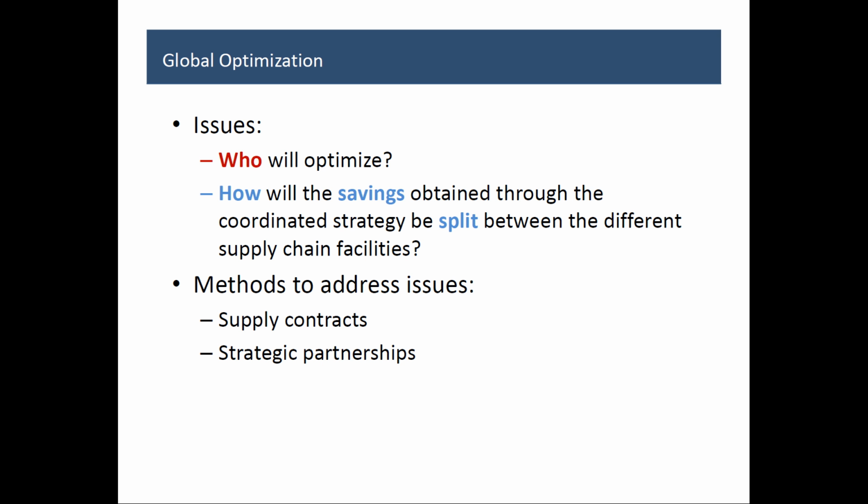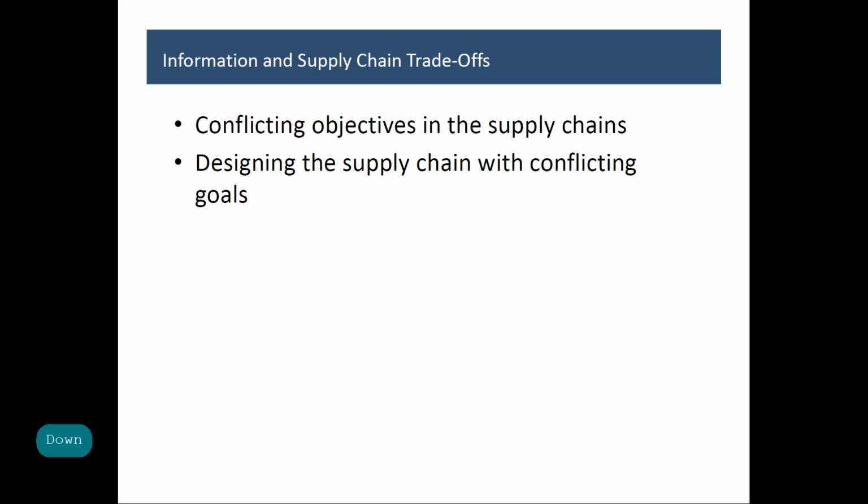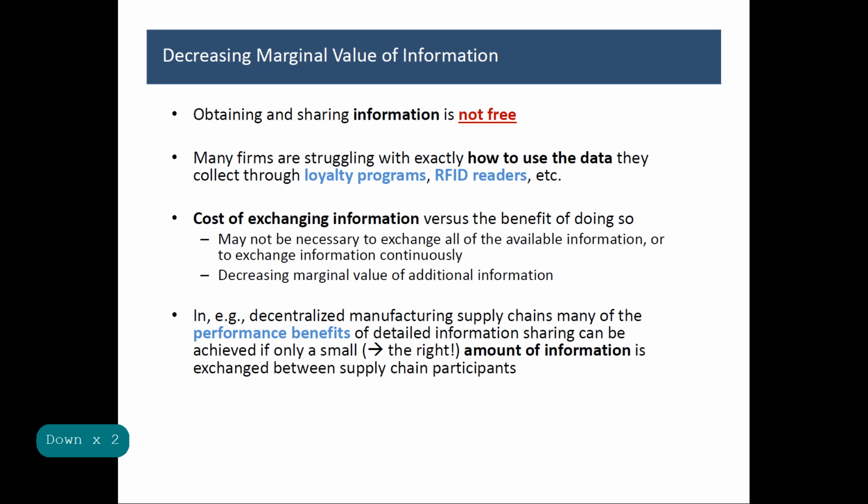So some methods to address the issues are, as we have seen, people can make contracts with their suppliers, or they can engage in strategic partnerships, as we have seen also with the supply chain mapping. Yeah, but there are, of course, trade-offs. So as we have seen, partners have conflicting objectives, and the design of a supply chain comes also with conflicting goals. So practice is not as easy as it seems.